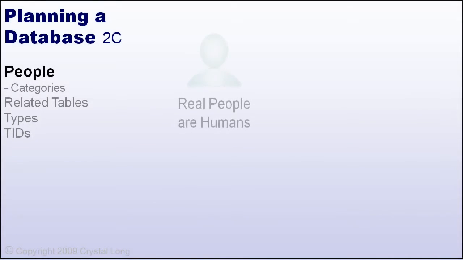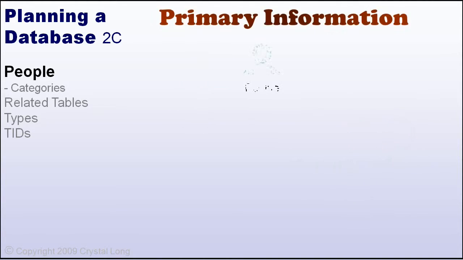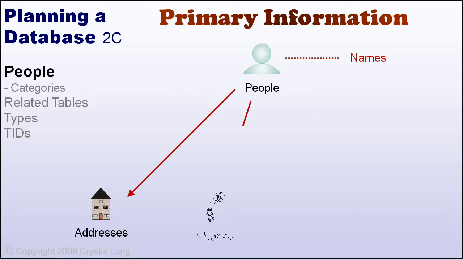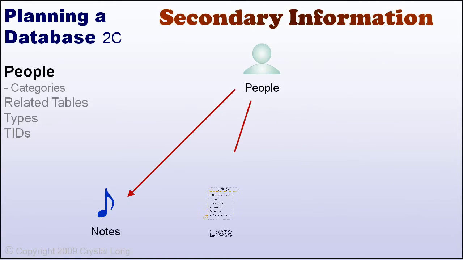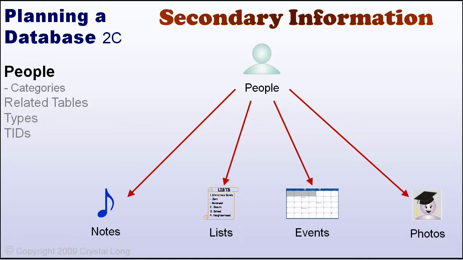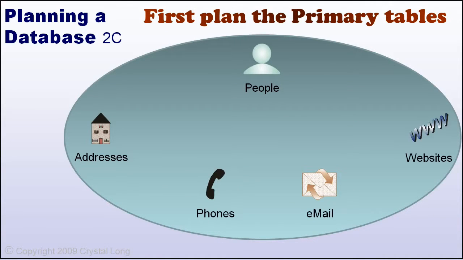There are real people and artificial people. Real people are humans. Artificial people are companies or organizations. Both have need to keep track of the same kinds of data. The primary information is addresses, phone numbers, email addresses, and websites. The secondary information is notes, lists, events, and photos. Today we are going to plan the primary tables.